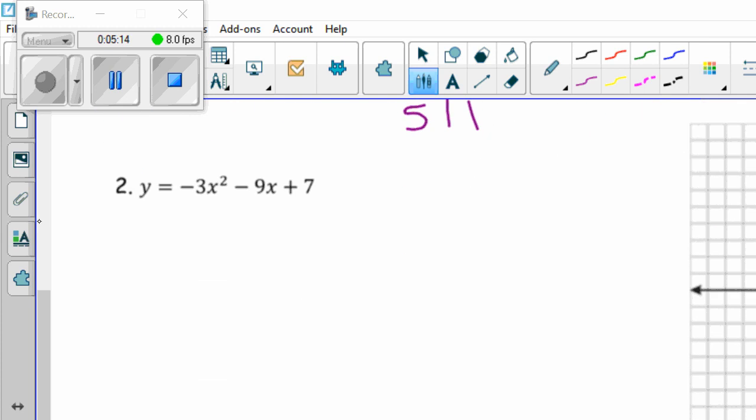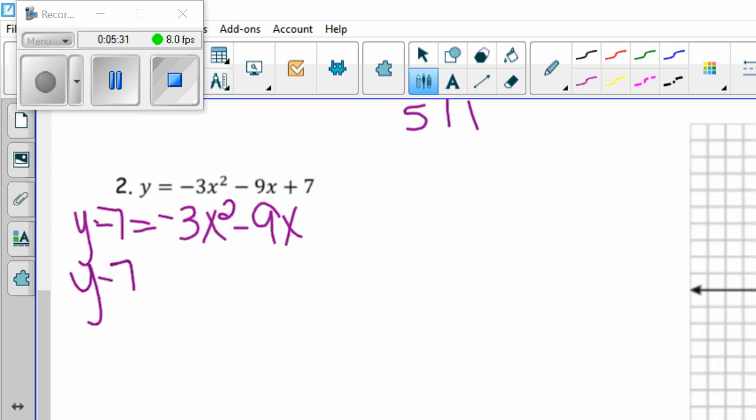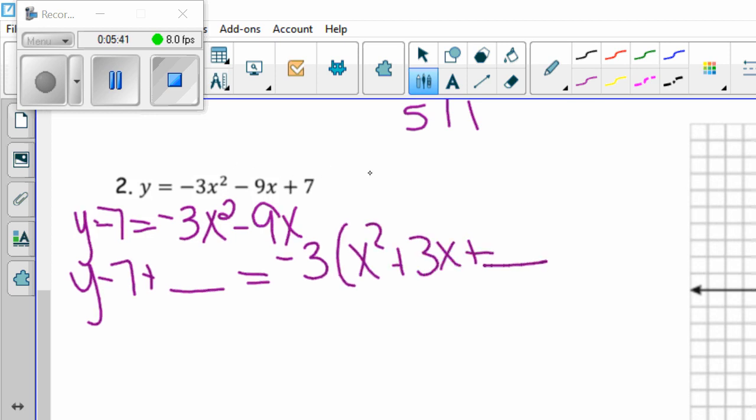So number 2, y equals negative 3x squared minus 9x plus 7. Again, I want to put it in vertex form, so I need to move that 7 to the other side. So I'm going to have y minus 7 equals negative 3x squared minus 9x. Y minus 7, okay, plus, now I'm going to have something here, right, equals, on this side I have to take the negative 3 out, and I get x squared plus 3x plus my blank.